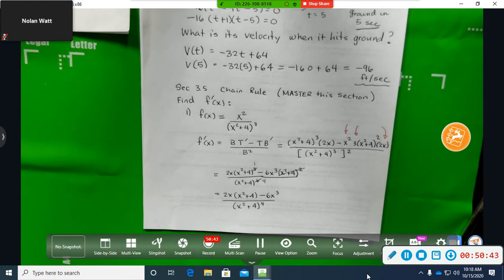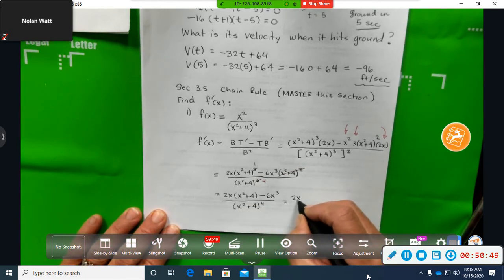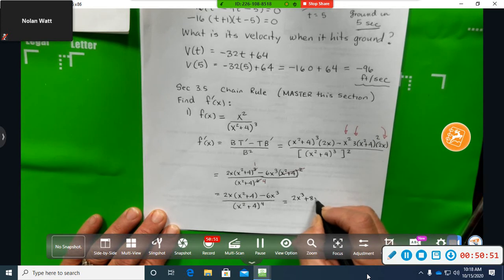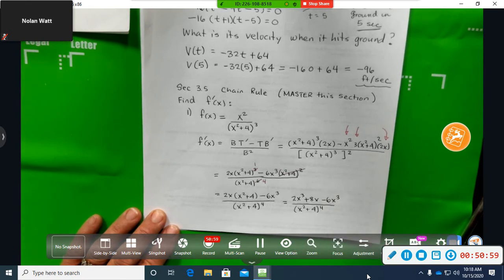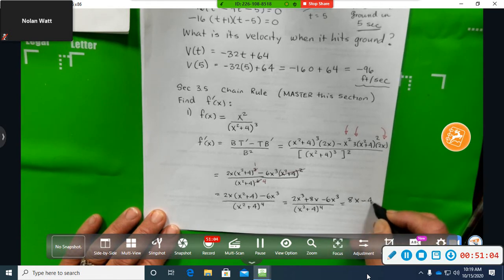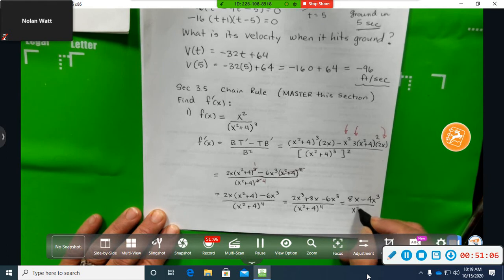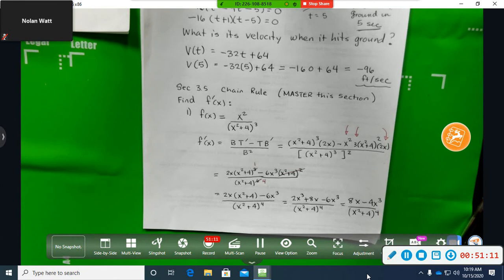Now you simplify the numerator by multiplying it out. Distribute the 2x here and you get 2x cubed plus 8x minus 6x cubed. Then you can combine the 2x cubed with the 6x cubed and get a minus 4x cubed. You could leave it there. You could pull out the common factor 4x. That doesn't matter. But we've got it in a nice simplified enough form so that if you wanted to do a second derivative, you could.